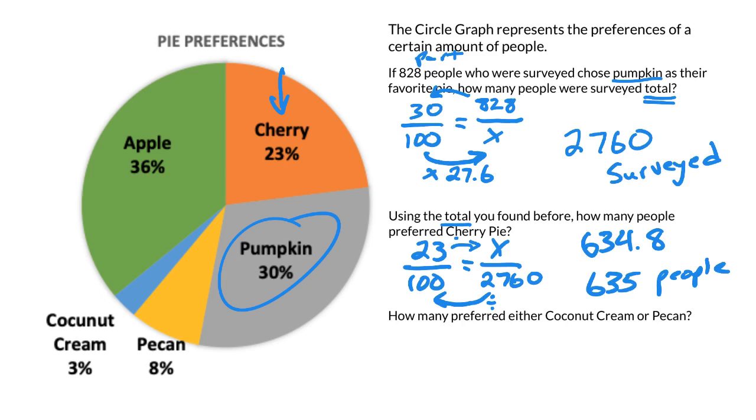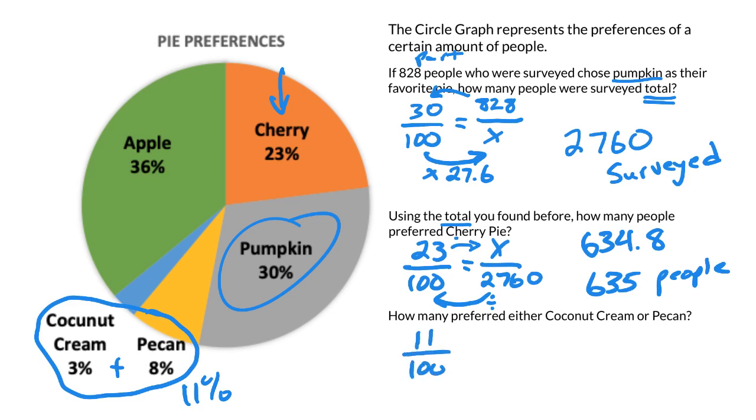How many people preferred either coconut cream or pecan? So this one, I've got two different things I'm looking at. They're both right here, coconut cream and pecan. If I add those two numbers together, that's 11% of people. Now that I know the percent goes over 100 equals how many out of the total people? 2,760. Right? Again, you're going to divide. That'll find you your multiplier, your connecting number. In this case, I get 27.6 again.